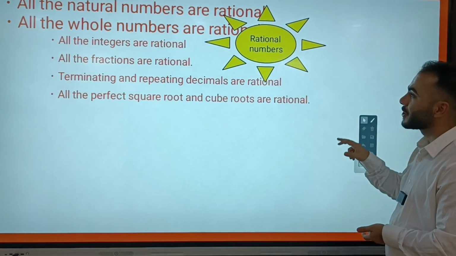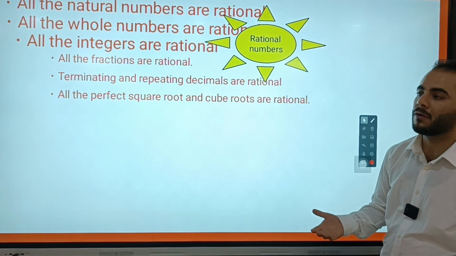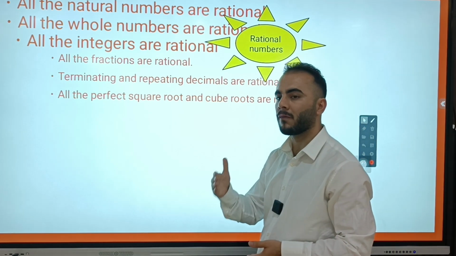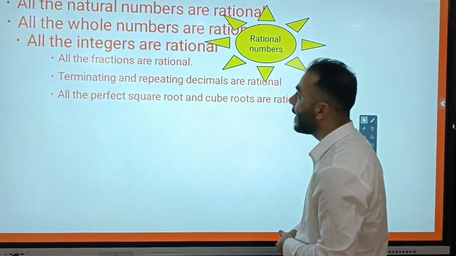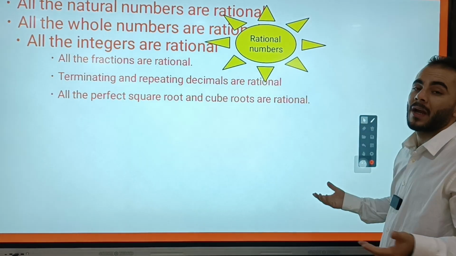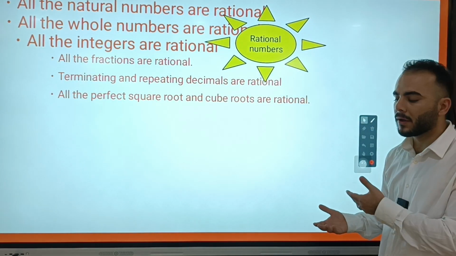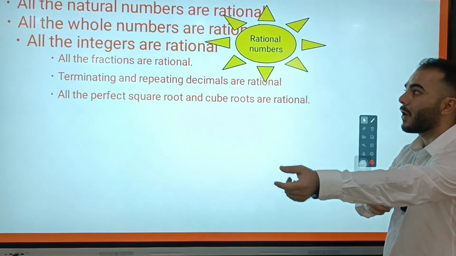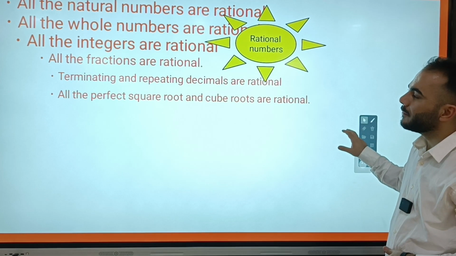How about the next note? So all the integers are rational numbers. We have got the same story. For every single member of integers, we can have a denominator of 1. How about all the fractions? So fractions are the definition of a rational number itself. All the fractions, proper and improper fractions, are all rational numbers.